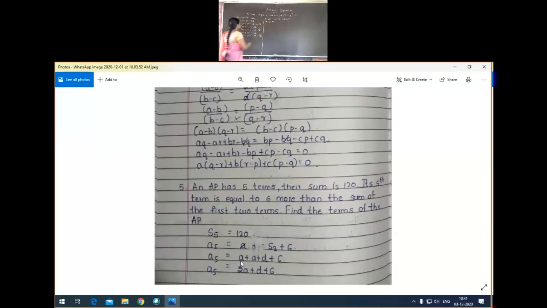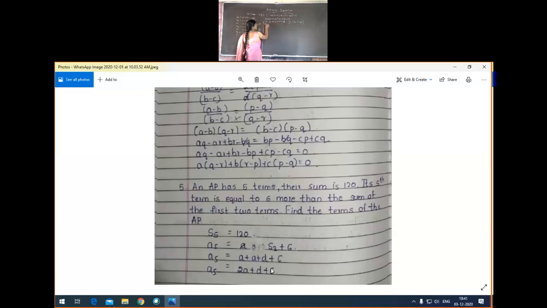Then this one, a plus (p minus 1) into d, first you have to write this, then the bracket. So then a plus (q minus 1) into d. Is that clear, students? See here, so subtract equation 2 from 1. So 1 minus 2. Got the idea now? Yes.